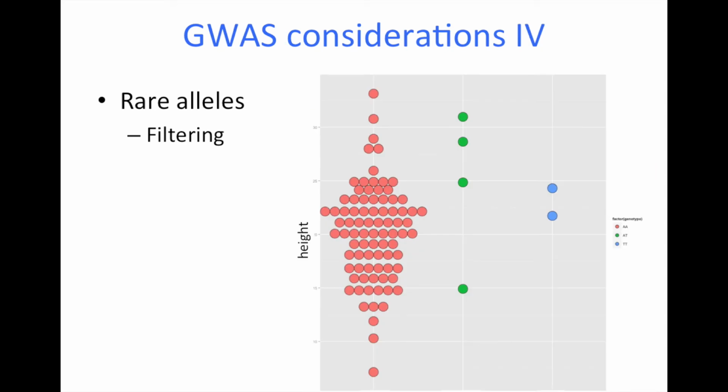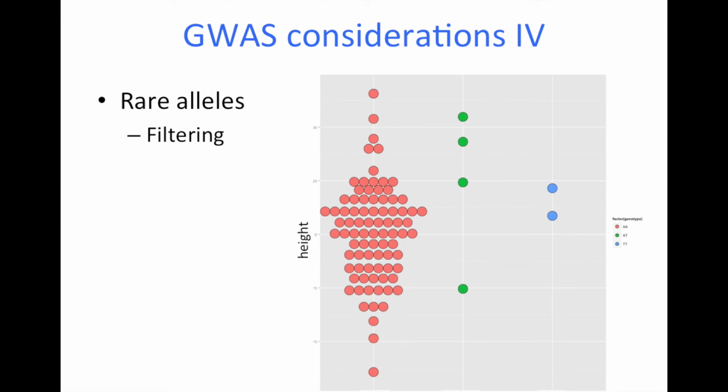Another consideration is rare alleles. And most of the time you're going to deal with this by filtering, which is also implemented in Tassel, and I have already covered some filtering options in previous videos. Basically, this plot is also showing simulation data with the same number of individuals as in the previous example, and what you see is that we only have 2 observations of the individual with the homozygous T allele, and we only have 4 for the heterozygote.